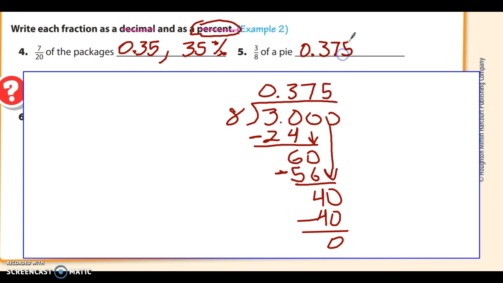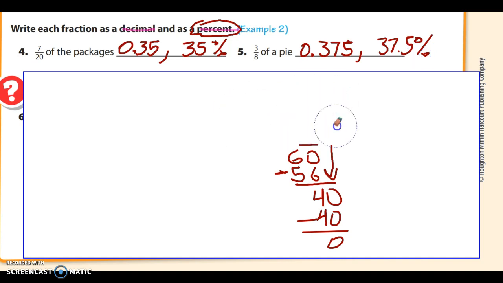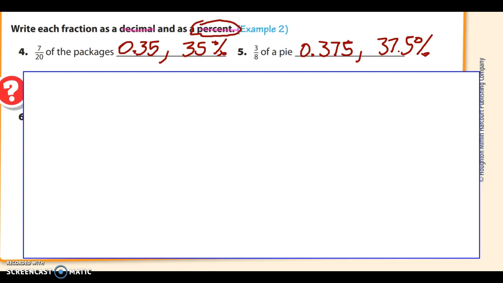0.375. And as a percent, I move my decimal 2 places to the right, past the hundredths place, and it's going to make it 37.5%. Okay, we've done 3 problems now that are eighths, so I expect you to know how to do those.